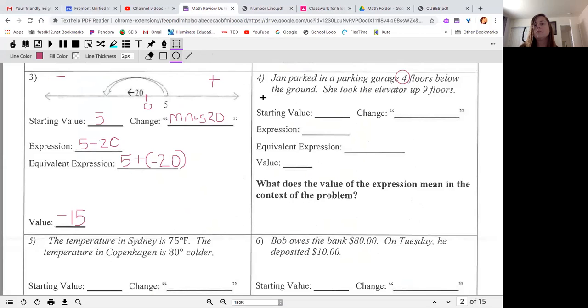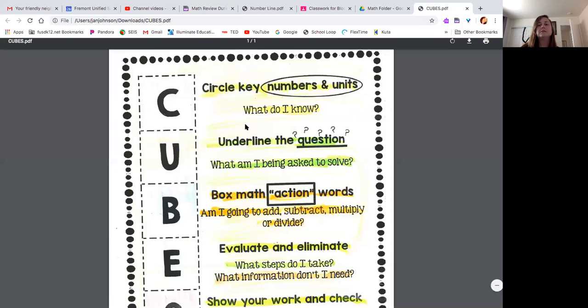4. Jan parked in a parking garage 4 floors below the ground. She took the elevator up 9 floors. So I see floor 4 and 9. I'm talking about floors, right? Nice. Go back to my cubes.